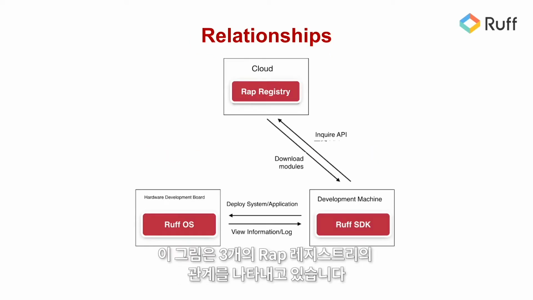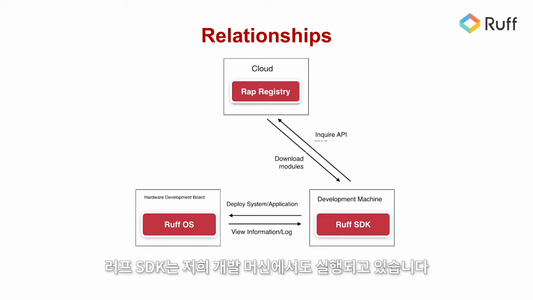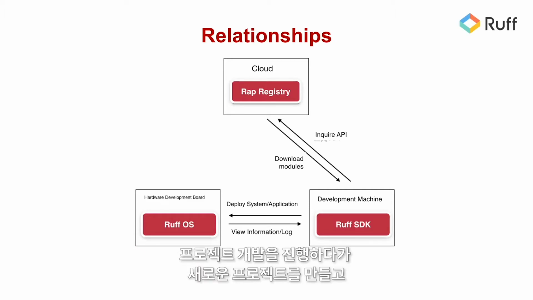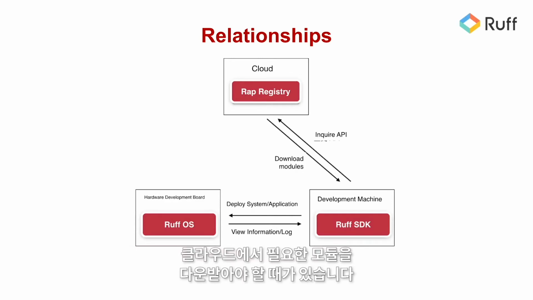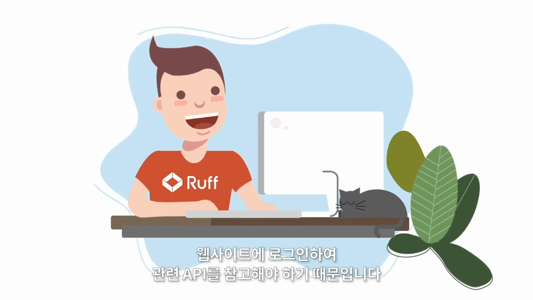Finally, a picture describes the relationships between the 3 components. Ruff Registry can be regarded as a cloud, and Ruff SDK is operating on our development machine. When we are conducting project development, we need to create a new project, and then download some necessary modules from the cloud. As for how to use, how to write the business logic in the entire application, we need to log into the website to view the relevant APIs.